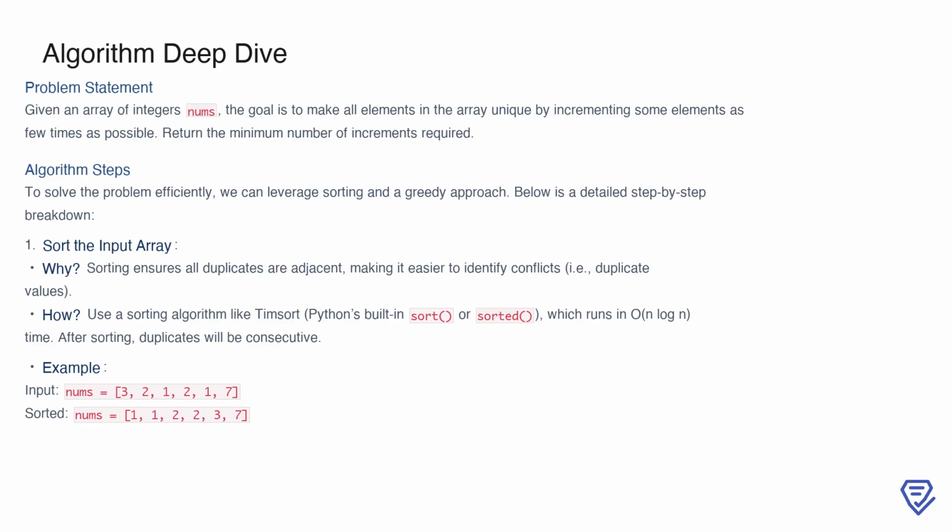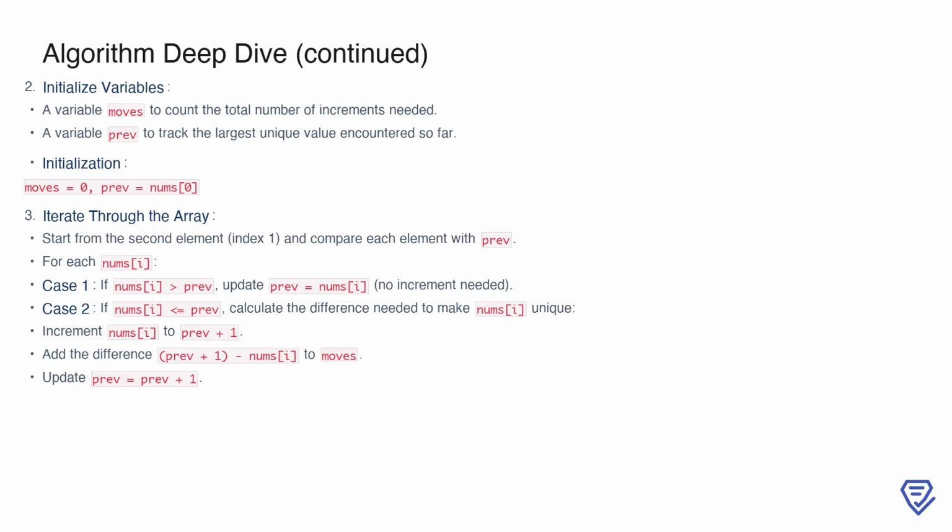Sorting is efficient, with a time complexity of n log n, when using algorithms like timsort, which is the default for Python's built-in sort, or sorted, functions. Now that we have the array sorted, we can proceed to the next steps to make the elements unique. Once the array is sorted, the next step is to initialize 2 key variables. First, we set moves to 0, which will track the total number of increments needed. Second, we initialize previous to the first element of the sorted array, nums[0], to keep track of the largest unique value encountered so far.